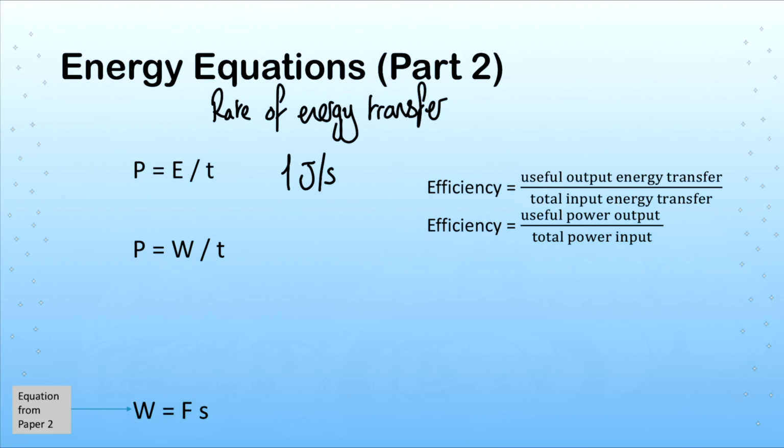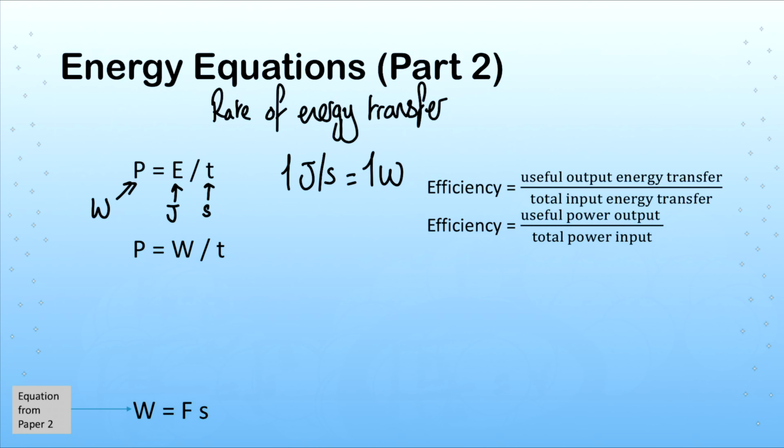And 1 joule per second is the same as 1 watt, which is where that definition comes from and where our equation comes from, because we have joules divided by seconds. Joules divided by seconds is the same as power. Power is measured in capital W watts.